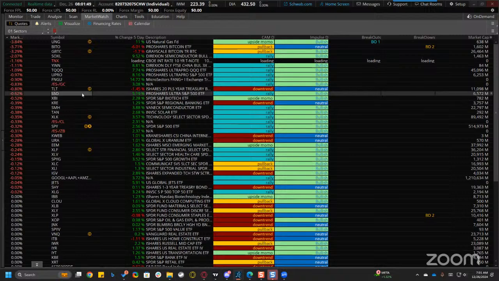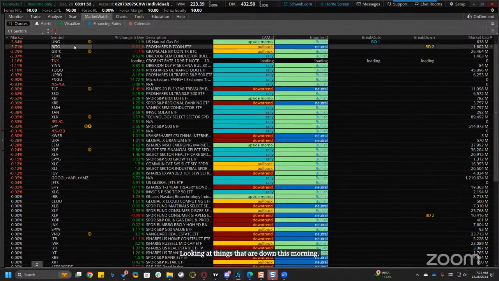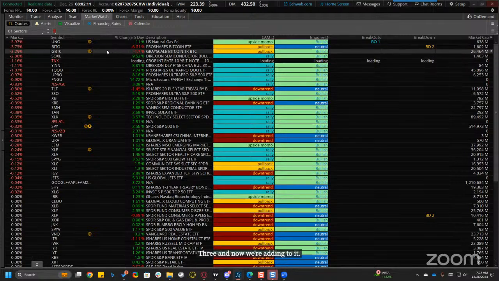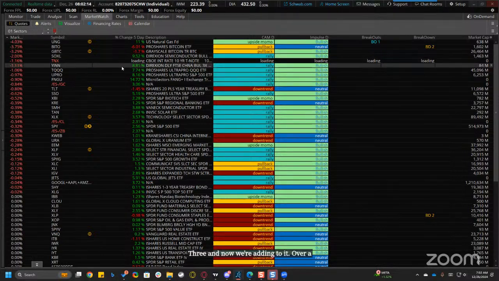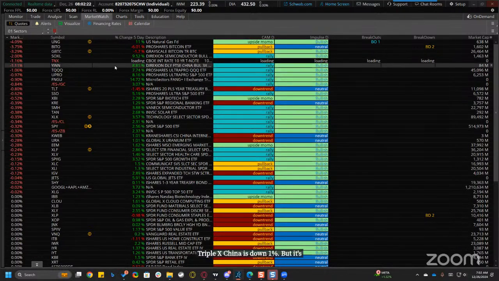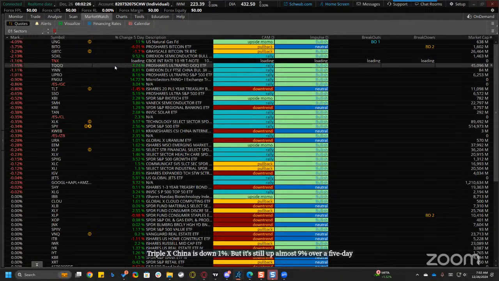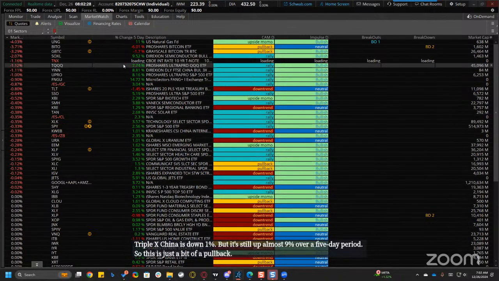Looking at things that are down this morning, Bitcoin is down almost 4% in the overnight, and it's still down 6% in a 5-day period. XXX China is down 1%, but it's still up almost 9% over a 5-day period. So this is just a bit of a pullback on a bullish market.